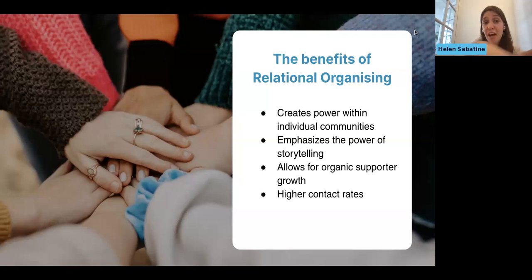So we just see higher contact rates in relational organizing because not everybody wants to answer a stranger's call, for example. And you see that relational organizing increases the likelihood of voting by 8%, rather than just sending random phone calls or messaging to people that you may not know.